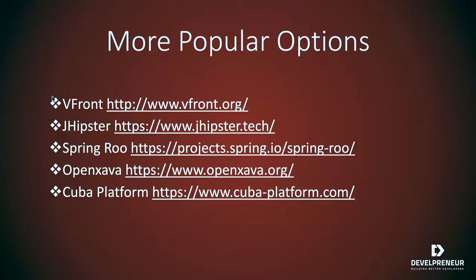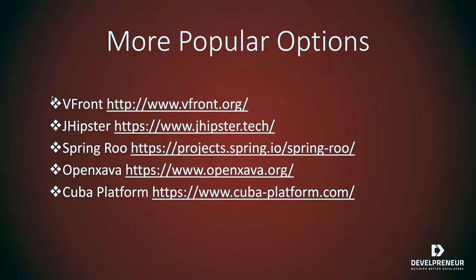Some more that are out there, maybe a little less heard from, is vFront. Like I said, it will be good to take a look at these slides. There's vFront, JHipster, which interestingly, even though it's got the J in JHipster, supports several languages. It's not just a Java solution. Spring Roo has come along over the years. It very much takes advantage of the Spring framework, and annotations and things like that.